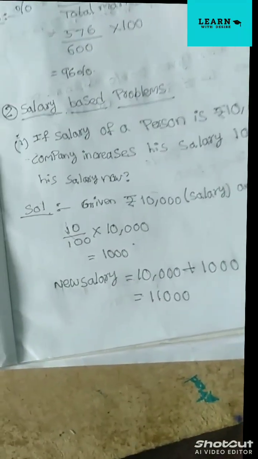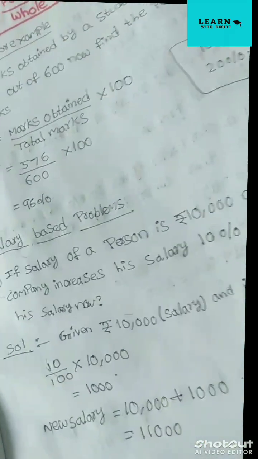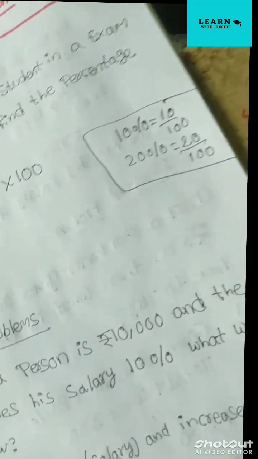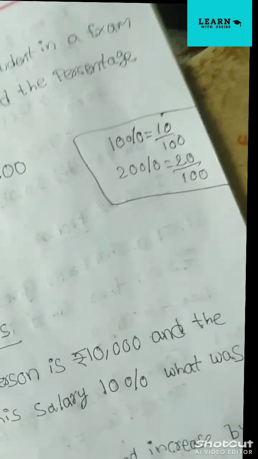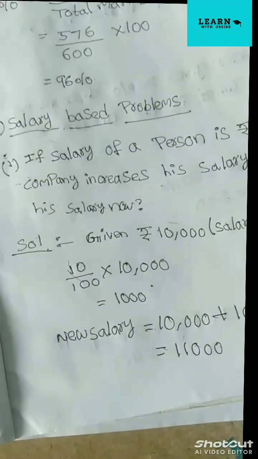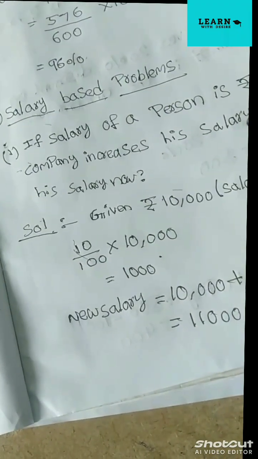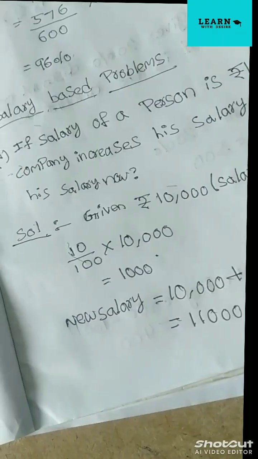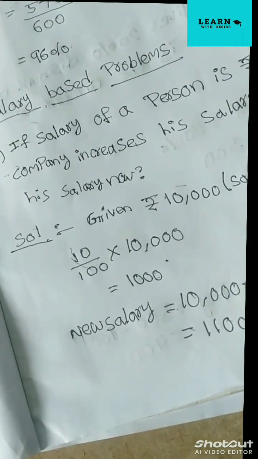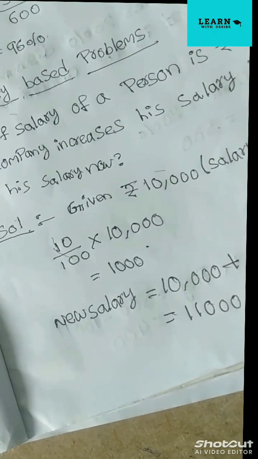Here you always remember, when there is a percentage after the number, you have to divide the number by 100 like this. Now by applying the same concept here, 10 divided by 100, and we have to multiply the total salary like this. If we perform this calculation, we got 1,000 rupees.